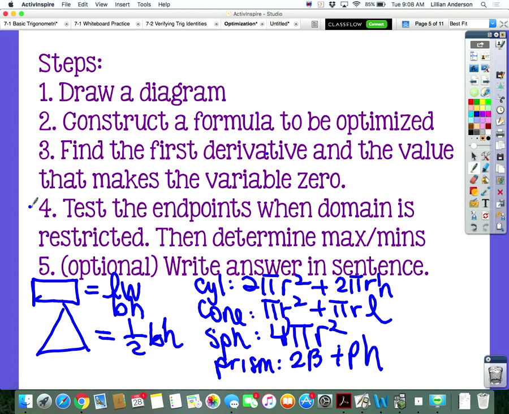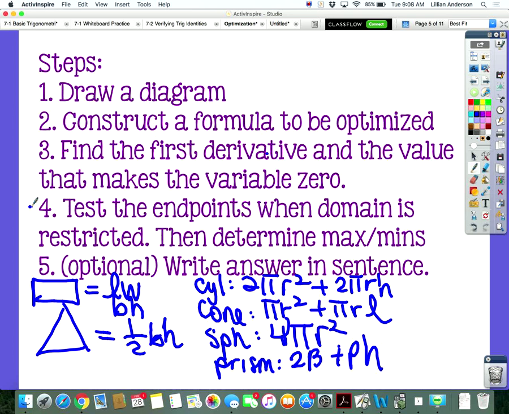Now step 5, a lot of times step 5 is optional, but it depends on what the question is asking. If it ever says to justify your answer, does this answer make sense, anything of that nature, you want to write a sentence explaining why the solution works, why it makes sense. But let's be realistic here. If I'm trying to figure out the dimensions of a cube or something like that, and one of my values is a negative, is that possible? No, it's not. You can't have negative dimensions.